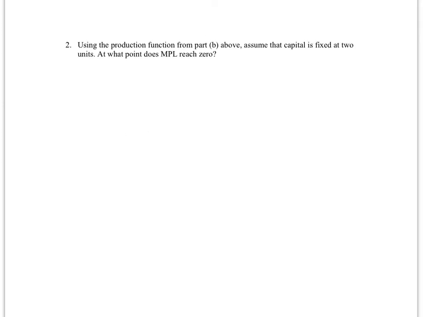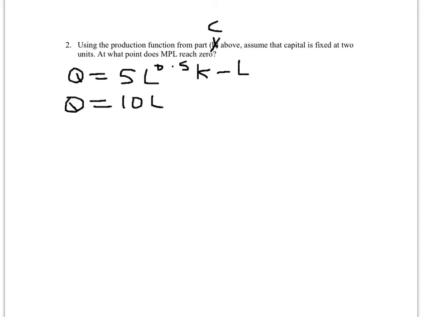Okay, in the second part, you remember that I told you to use the one for C above and not B, and that's Q equals 5L^0.5 K minus L. Now if K equals 2, then Q equals 10L^0.5 minus L.